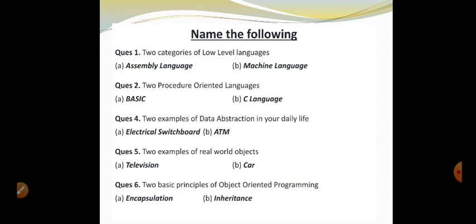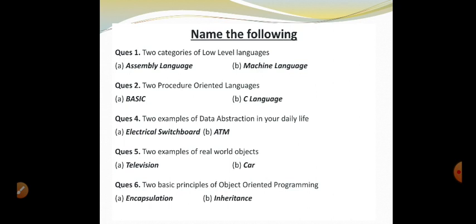Two examples of data abstractions in our daily life. The first one is electrical switchboard and the second one is ATM. Yes, we do not know the background details of it. How the electrical switchboard is working, how the ATM is working, we don't know, and we don't require it also. Electrical switchboard is only for switching on and off our equipment, and ATM is for taking out my money.